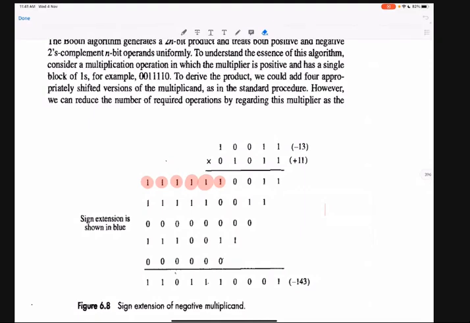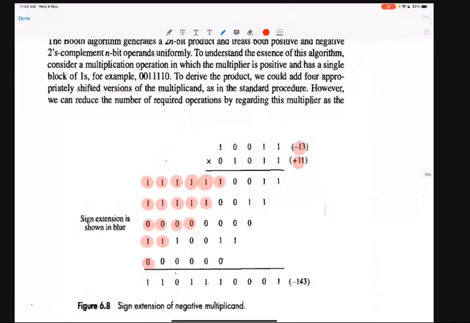So whenever the multiplier value is positive and the multiplicand value is negative, then whenever we do the multiplication, we have to extend the sign. Whenever the MSB bit is 1, we have to extend the sign, and like this. Okay, simple. This is the small thing that you can do.